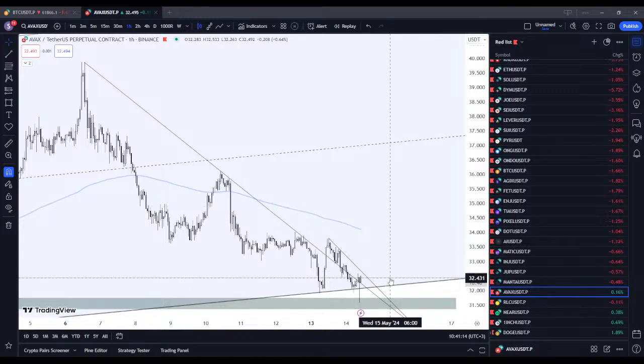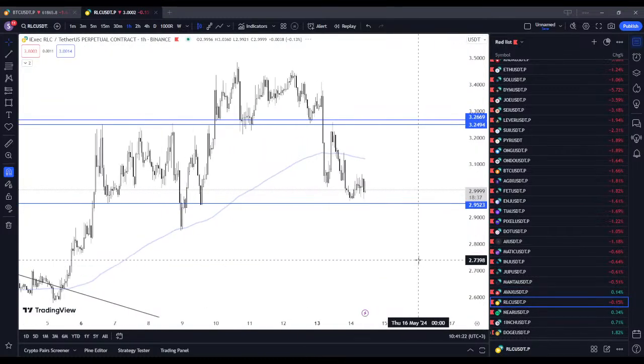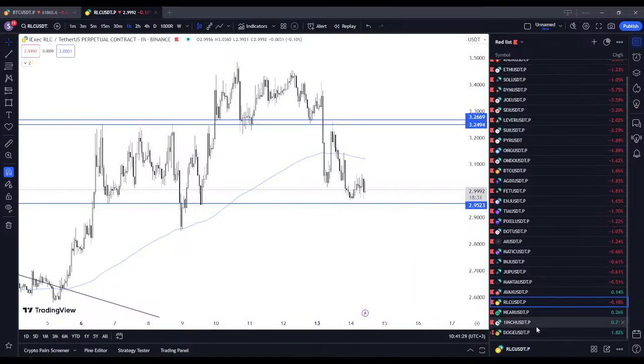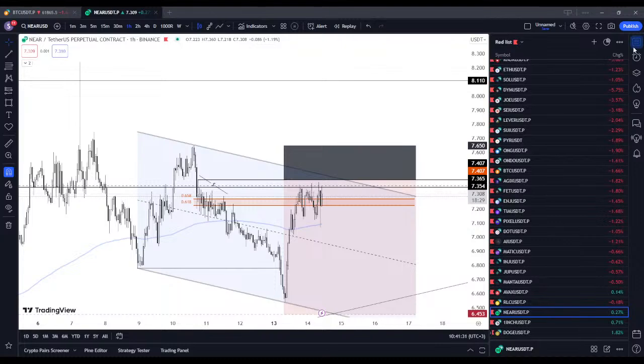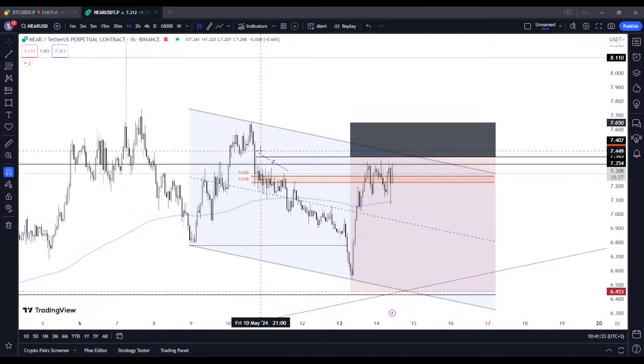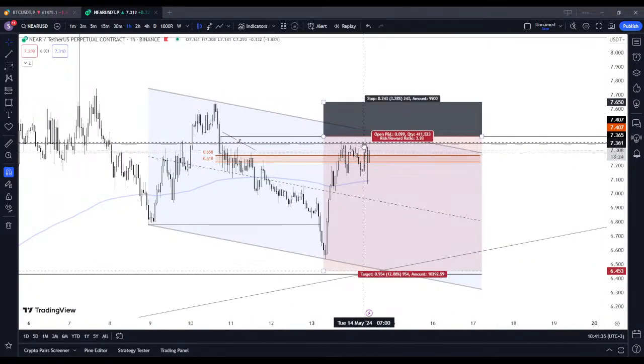AVAX. Well, AVAX, yeah, I said earlier, I'm expecting a long. I'm waiting for a long here. Okay. RLC. Man, I missed this short and I was speaking about it. Well, I cannot catch them all. Near. Still waiting to get my short filled.